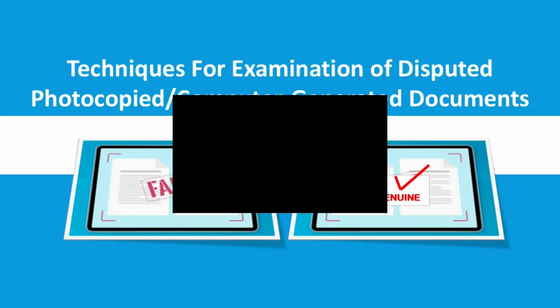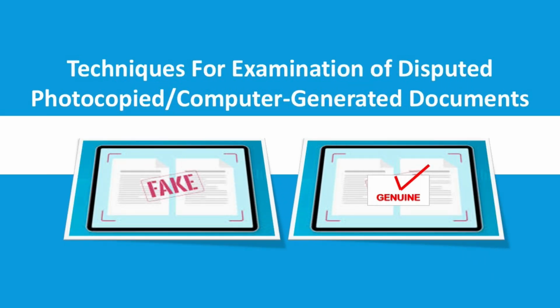We started this topic in the last class: examination of disputed, photocopied, or computer-generated document. And we said that there are two things that we may be looking for when we conduct examination on a disputed, photocopied, or computer-generated document. We said the first one is, we want to determine the origin of a document, or the authenticity.